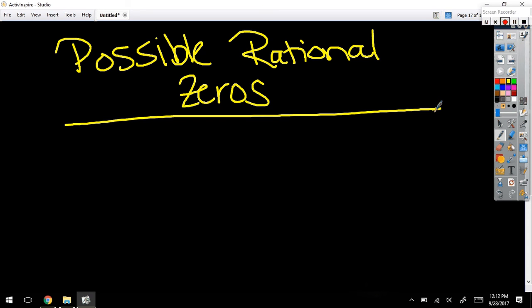Possible rational zeros. So we've talked a lot. If I give you a polynomial and I give you a zero for that polynomial, then you can take that information and find another factor for that polynomial and then factor completely from there. Or you can find all the other zeros given just that one zero. But now we want to talk about, what if I give you nothing and I just give you this big long polynomial? What can you do?